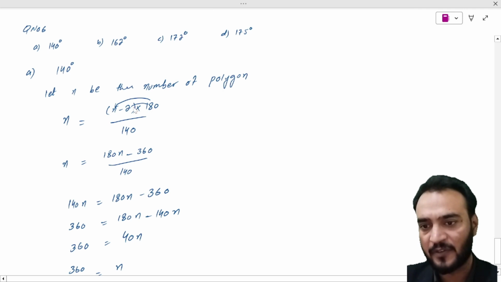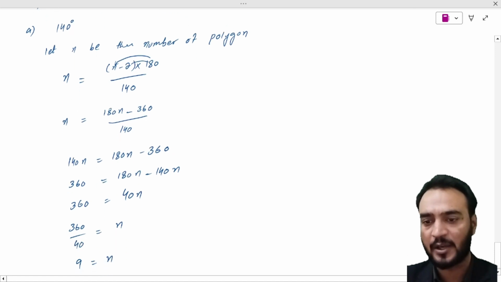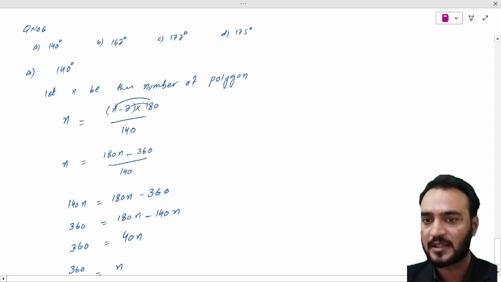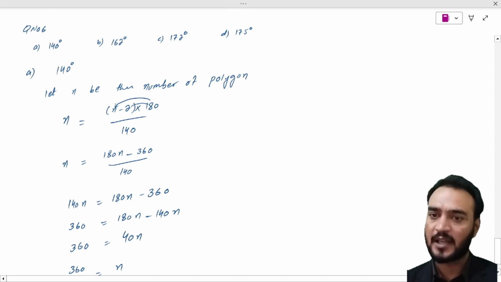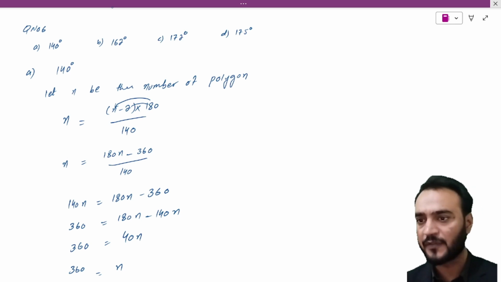The first method is dividing the sum of interior angles in a polygon by the given angle to get the number of sides, and solving the equation, we get the value of n, that represents the number of sides. And the other method is we find the exterior angle.